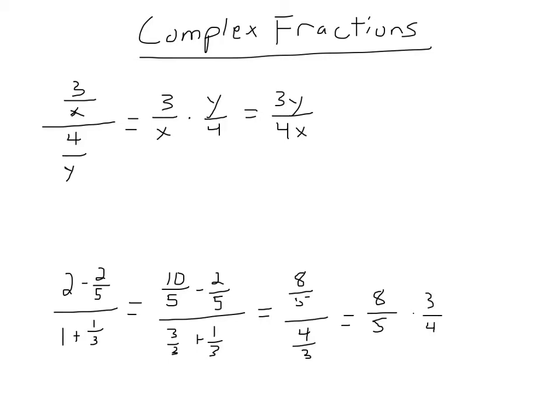Now here, before we do the multiplication, we can cancel out some of the terms. So we can take a 4 from here and a 4 from there, leaving us 2. And so our final answer would be 6/5.